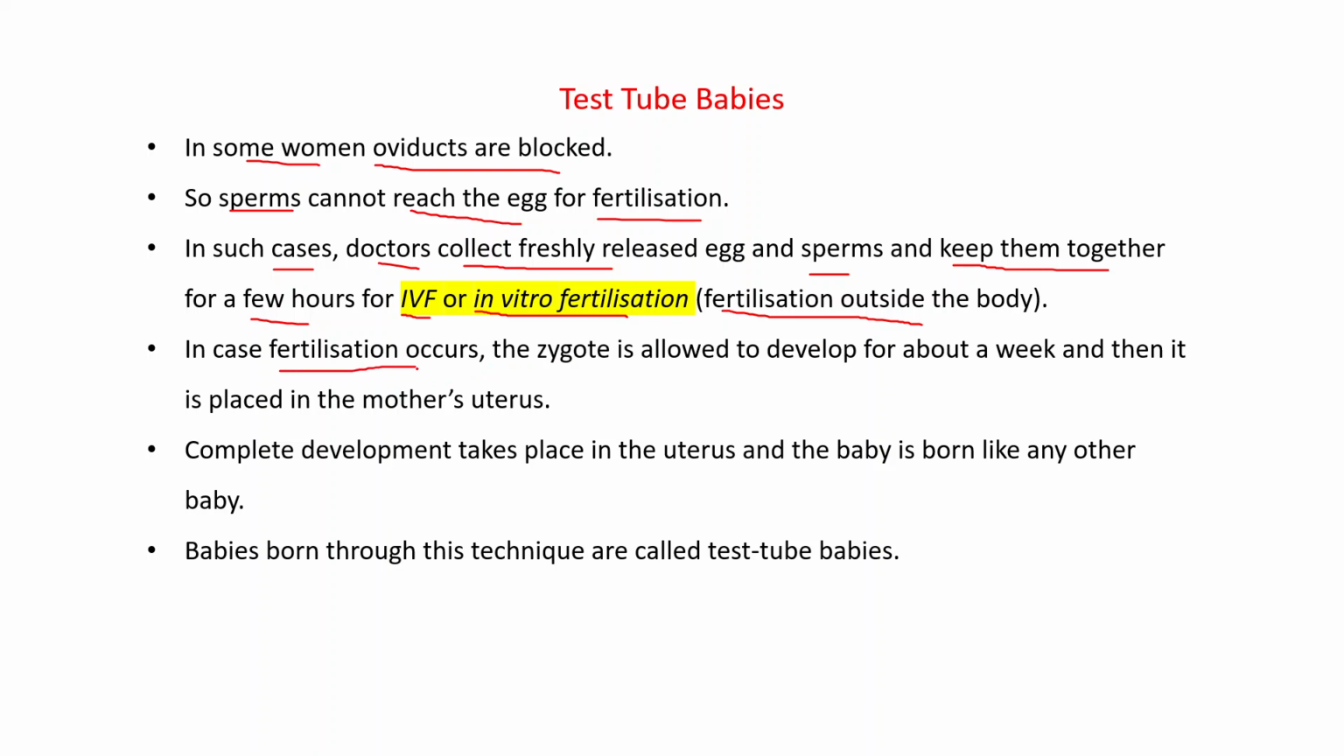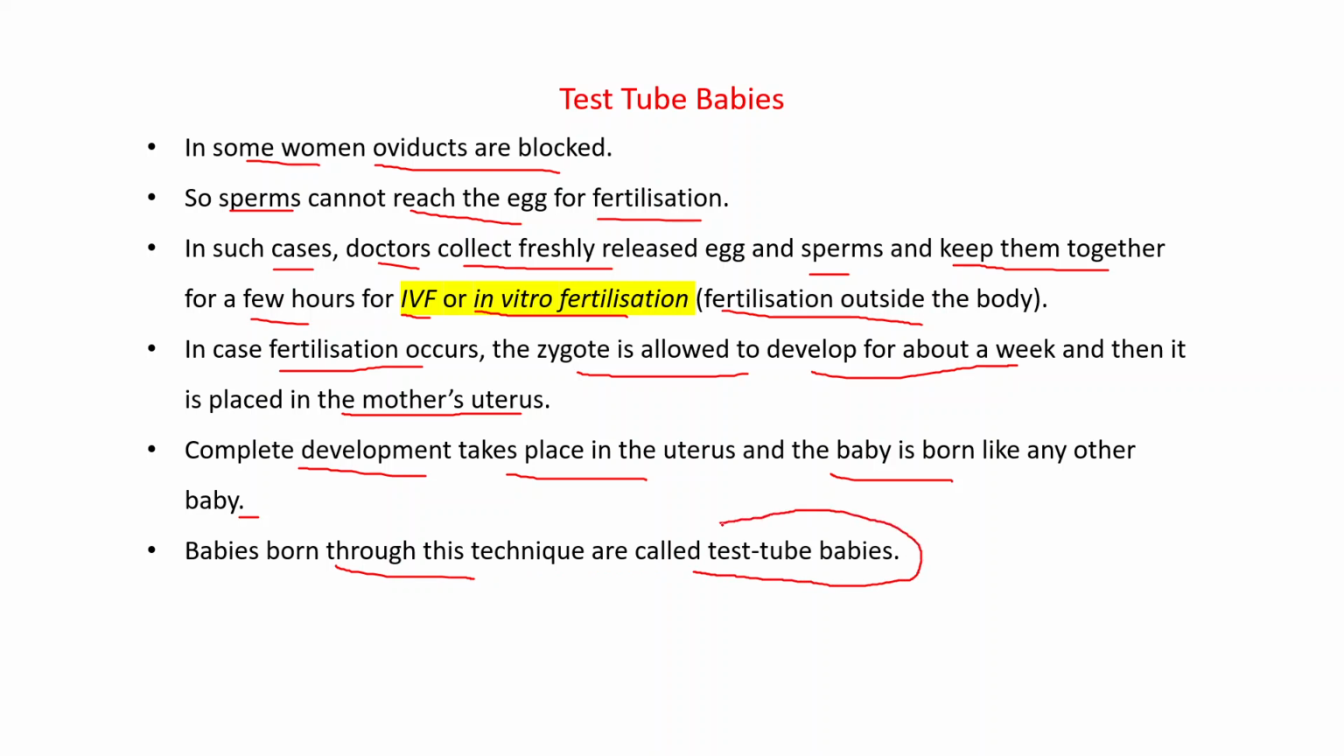First of all, the egg and sperms are kept together for a few hours, and in case fertilization occurs, the zygote is allowed to develop for about a week, and then it is placed in the mother's uterus. Complete development takes place in the uterus and the baby is born like any other baby. Babies born through this technique are called test tube babies. Actually, test tube babies is a wrong word. It is creating confusion. Babies are not produced in test tubes. Only fertilization occurs in the test tube and complete development of a baby takes place in the uterus.